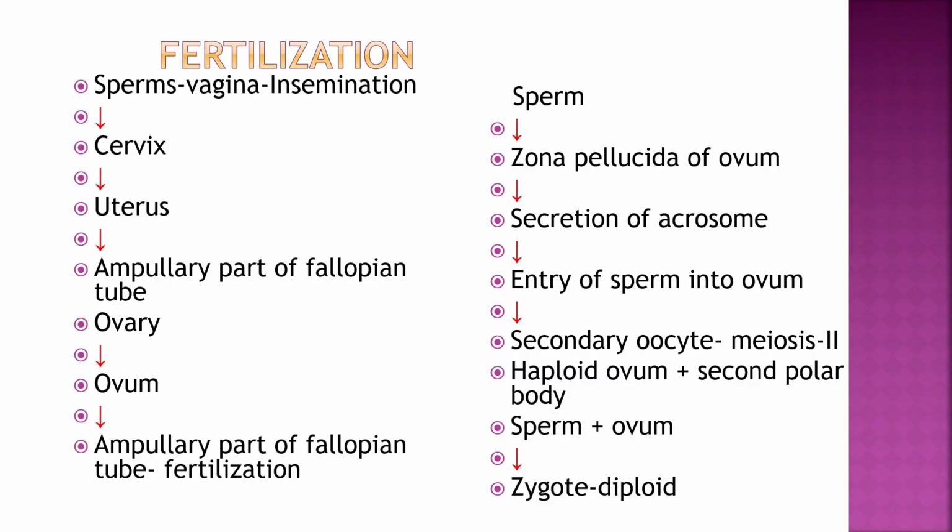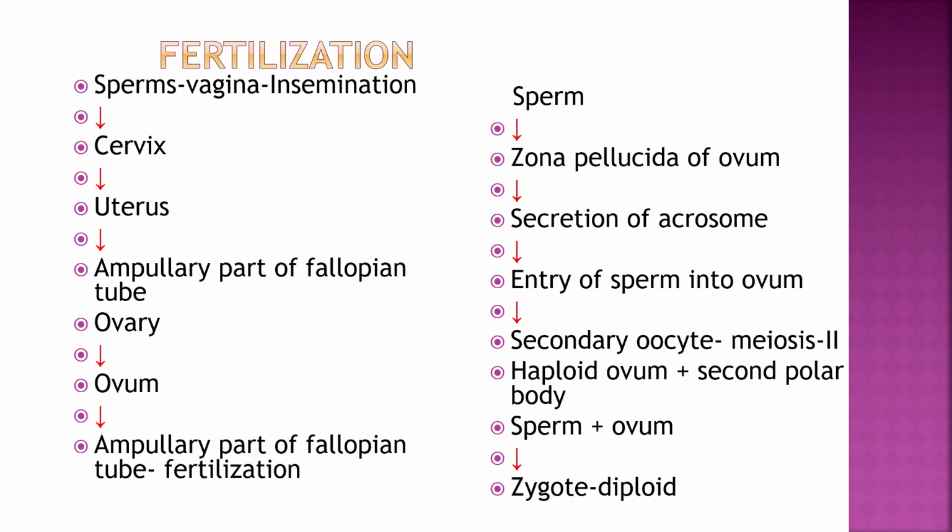Then from the ovary, the ovum is released. In the ampullary part of the fallopian tube, the fertilization takes place. So for the fertilization, the ovum is released at the ovulation time, that is around the 14th day of the mid cycle, and at that time sperms are there. They should be available for 72 hours, and then the fertilization process takes place.